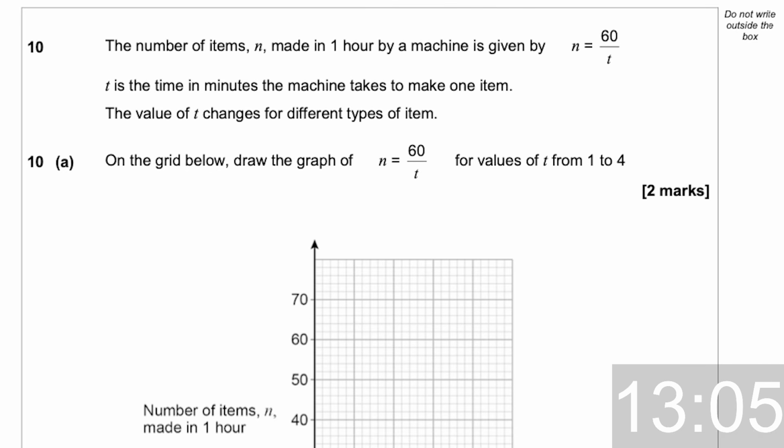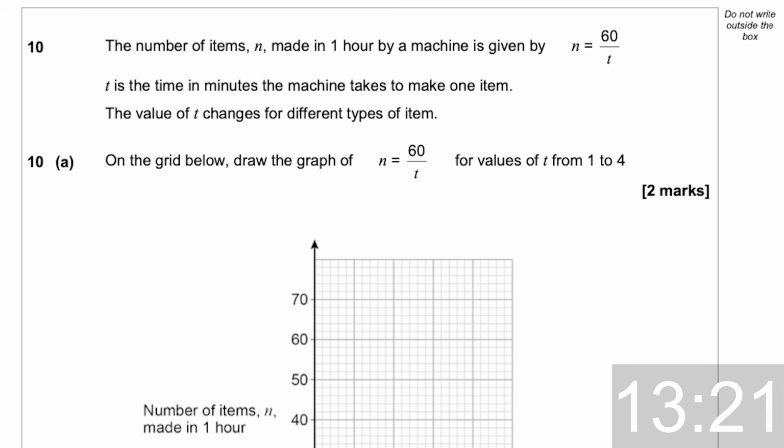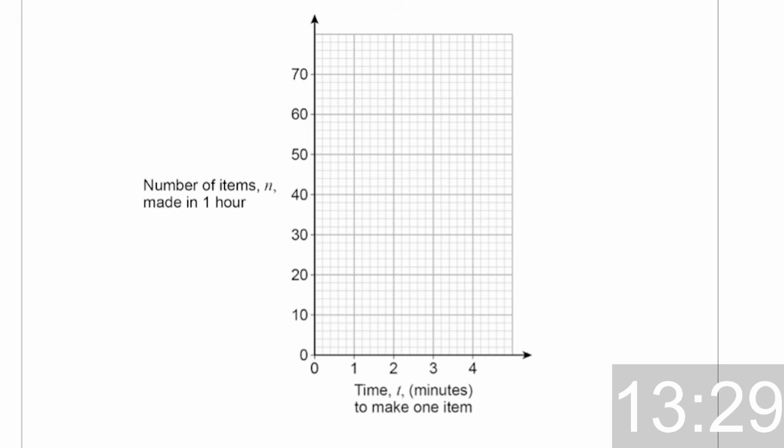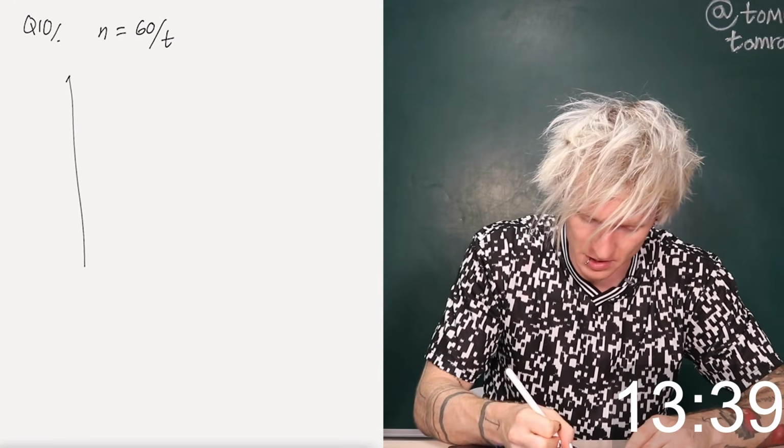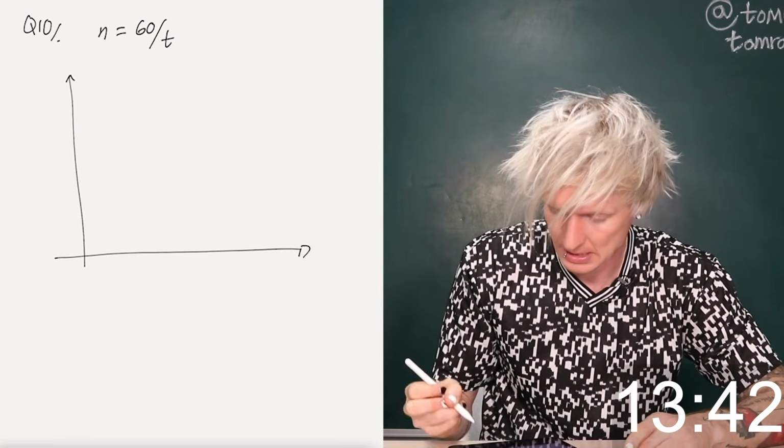Okay, question 10. The number of items n made in 1 hour by a machine is given by n equals 60 over t, where t is the time in minutes the machine takes to make one item. The value of t changes for different types of item. Right, on the grid below, this is a weird question. On the grid below, draw the graph of n equals 60 over t for values of t from 1 to 4. Okay, so it wants an accurate plot as opposed to a sketch. Right, well, I'm going to have to do a sketch, but I will label it to make it clear.